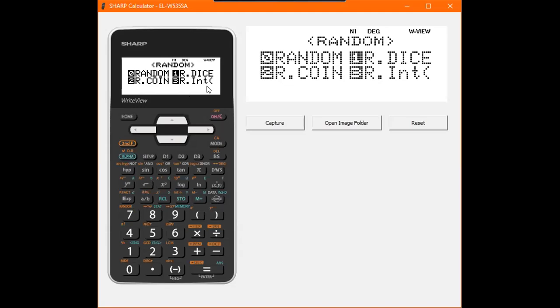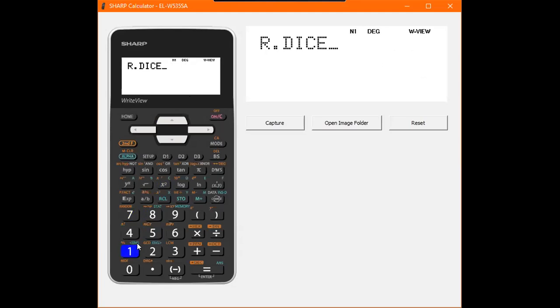Okay, so let's say, for example, you want to play with the dice. So we're doing a relative frequency experiment to see how many times we have to throw the dice before our theoretical probability starts to show up. So all you do is choose one for dice and press equals, and then you just keep pressing equals, and we can count how many times each one shows up.